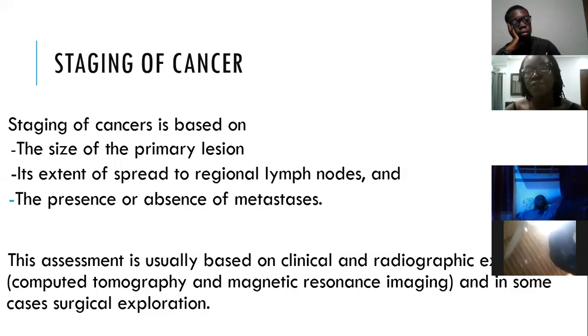So if you have two tumors, one is small and the other one is big, the smaller one will probably have a better prognosis compared to the bigger one. Then if one tumor has spread to the lymph nodes and the other one has not spread, the one that has spread to the lymph nodes would probably have a worse prognosis. Then of course, presence or absence of metastasis. If the tumor has spread to other parts of the body, let's say breast cancer, and it's spread to the brain, you know that it's a bad prognosis.